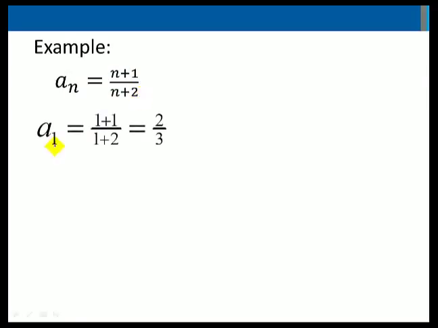We begin with an example. A sub n equals n plus 1 over n plus 2. We'll find the first four terms of this sequence. First, by finding A sub 1, where we set n equal to 1, we have 1 plus 1 over 1 plus 2, which is equal to 2/3.